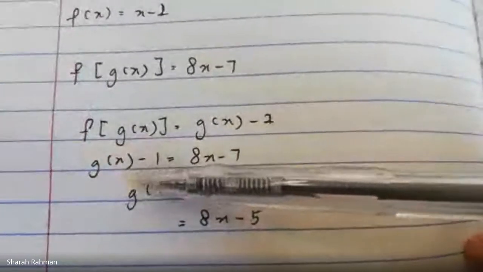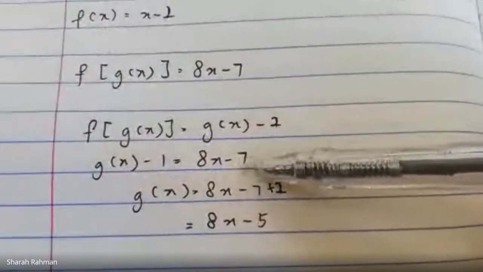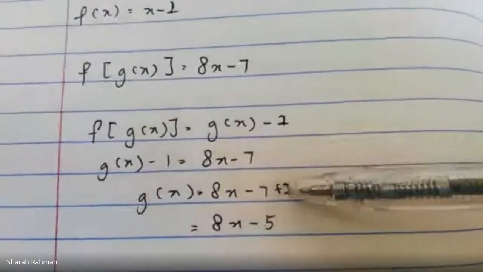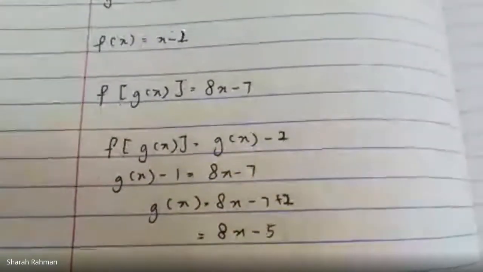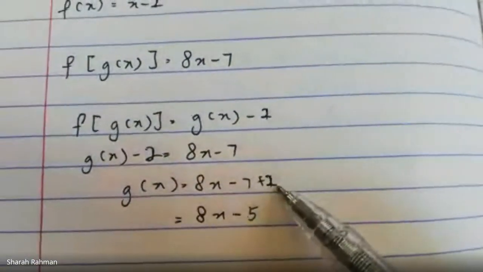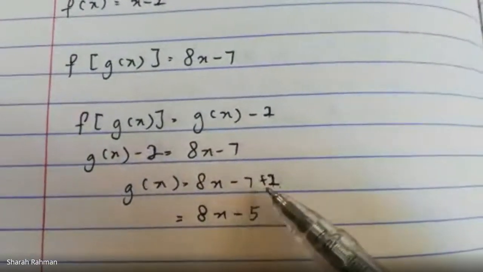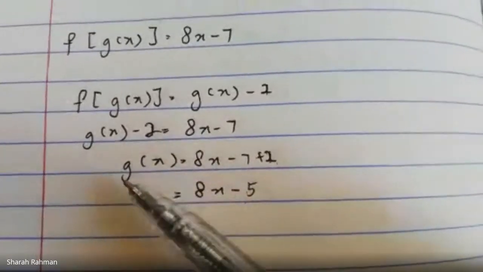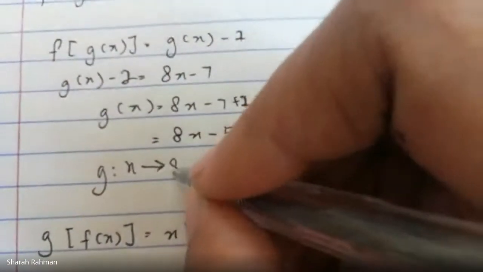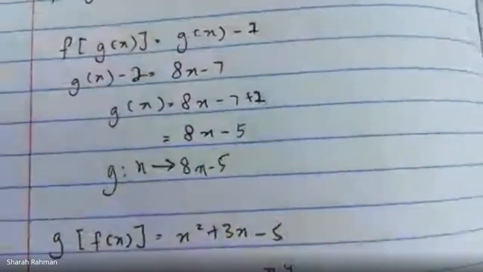So g(x) minus 2 equals 8x minus 7. Then we can find g(x). We bring this 2 to the other side, becoming positive 2. So negative 7 plus 2, we get negative 5. So g(x) here is equal to 8x minus 5. Our function g(x) is mapped to 8x minus 5.